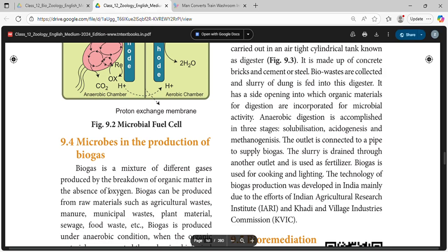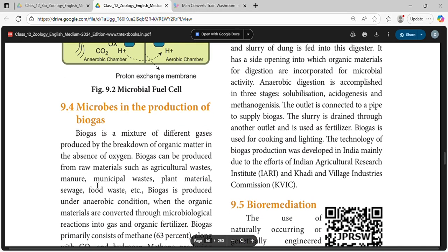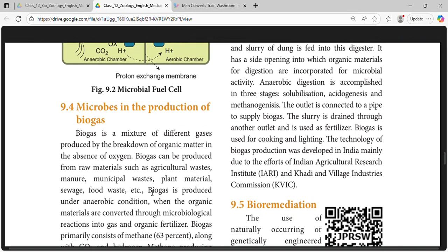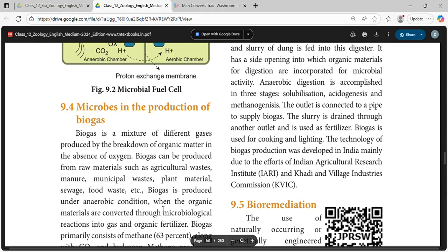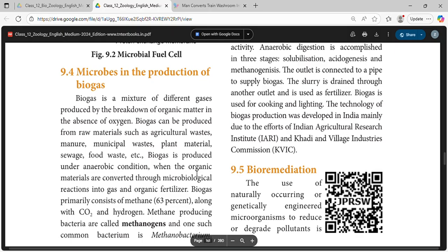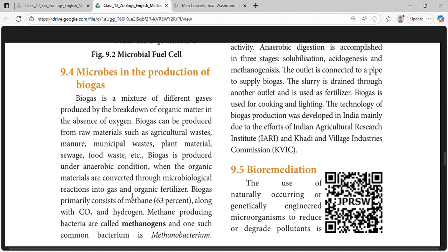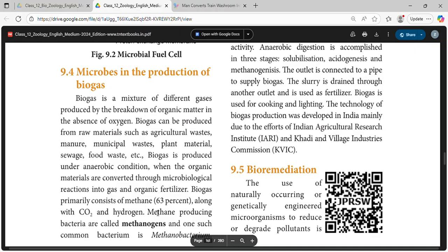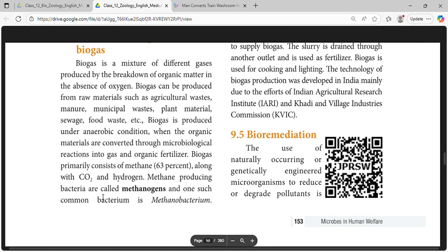Biogas is a mixture of different gases produced by breakdown of organic matter in the absence of oxygen. Biogas can be produced from raw materials such as agricultural waste, manure, municipal waste, plant material, sewage, food waste, etc. Biogas is produced under anaerobic conditions when the organic materials are converted through microbiological reactions into gas and organic fertilizers. Biogas primarily consists of methane, 63%, along with CO2 and hydrogen.